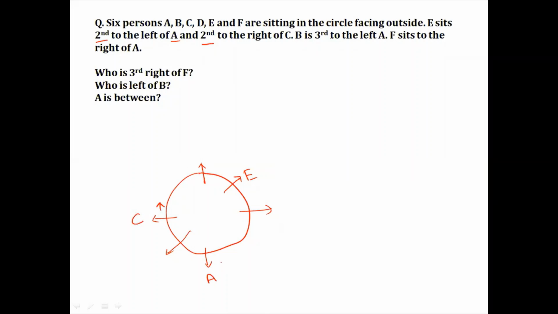Next. B is third to the left of A. Since he is facing outside, B should be here. Next, F sits to the right of A. This is F and the remaining place goes to D. That's it. Now the question: who is third to the right of F? First right is C, second right is B, third right is E. So that will be E. Who is to the left side of B? Which is C. A is between F and D.